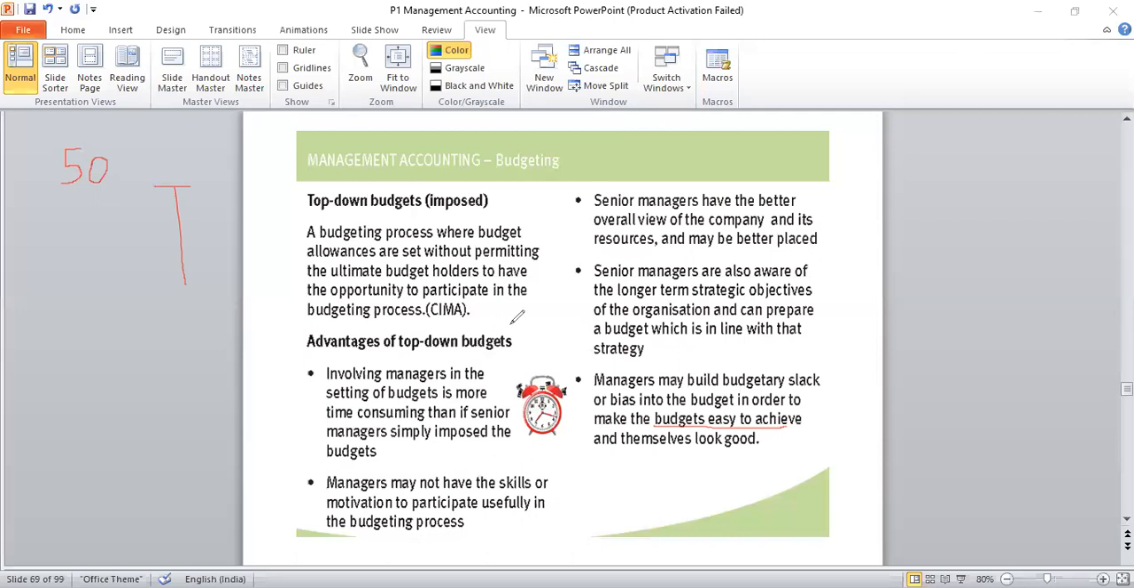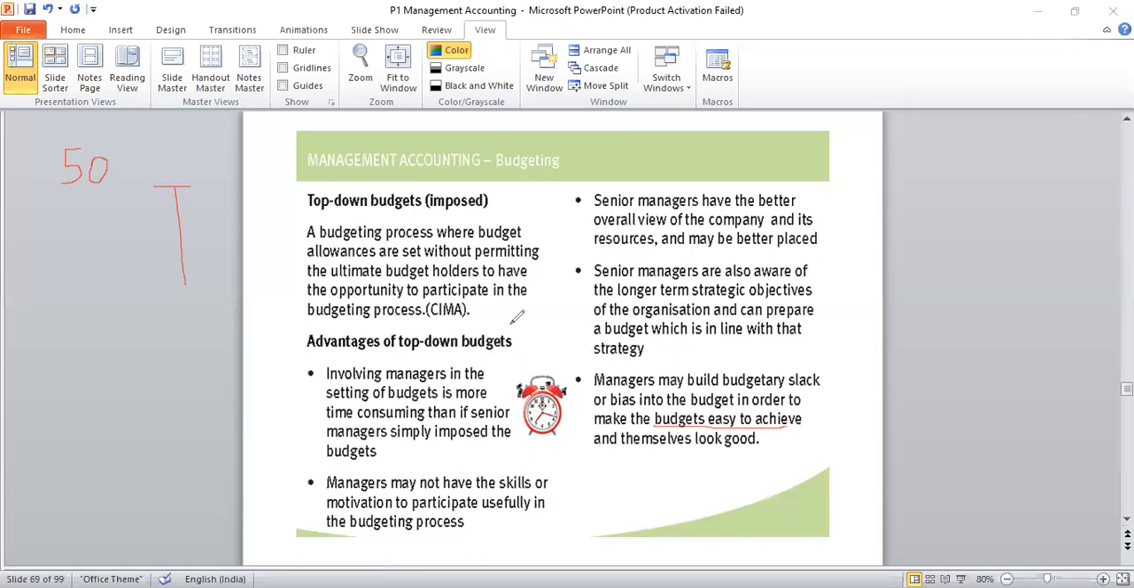The advantage is it is simple. It is easy to prepare. They don't have to spend a lot of time discussing, negotiating in various rounds of discussion. All that is not needed. It is prepared by the top management, it is communicated, and then it is implemented.